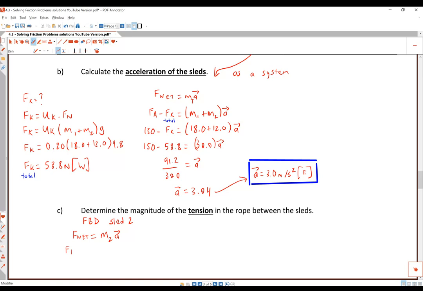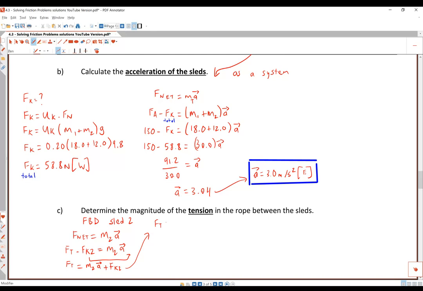So we have our tension force to the right minus our kinetic friction, but this is kinetic friction only on sled 2. We're not looking at it as a system, we're looking at individual sleds now, which equals mass 2 times acceleration. So our tension force, we can take kinetic friction to the other side. So our tension force is equal to mass 2 times acceleration plus our kinetic friction.